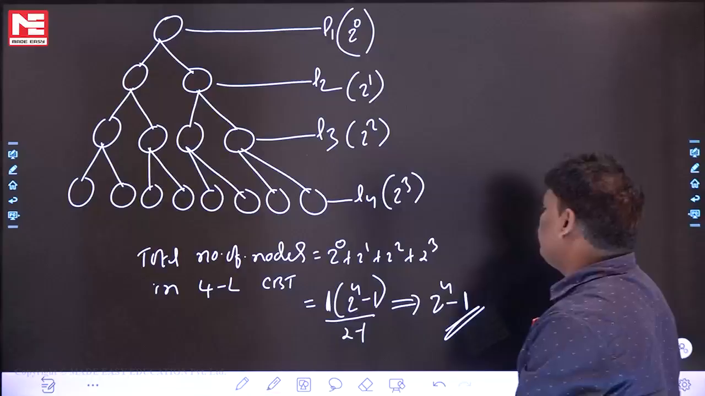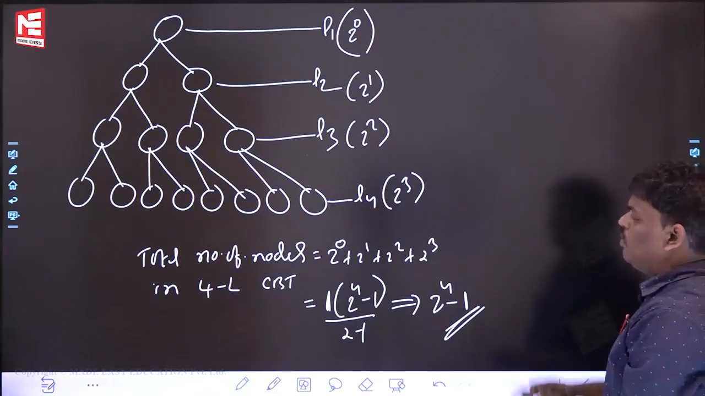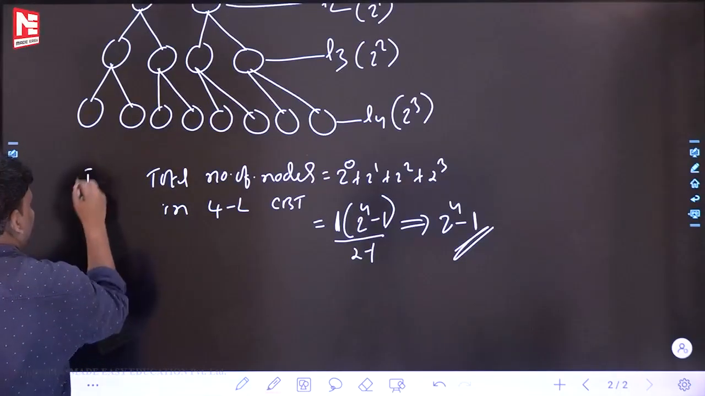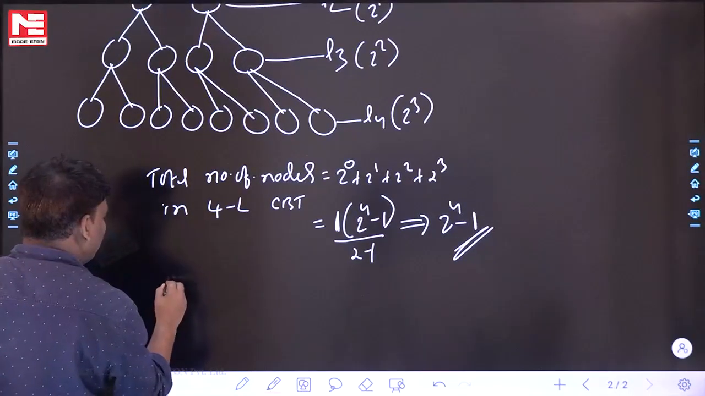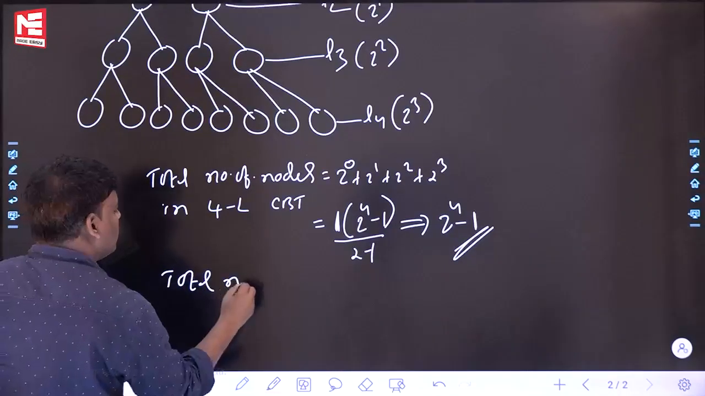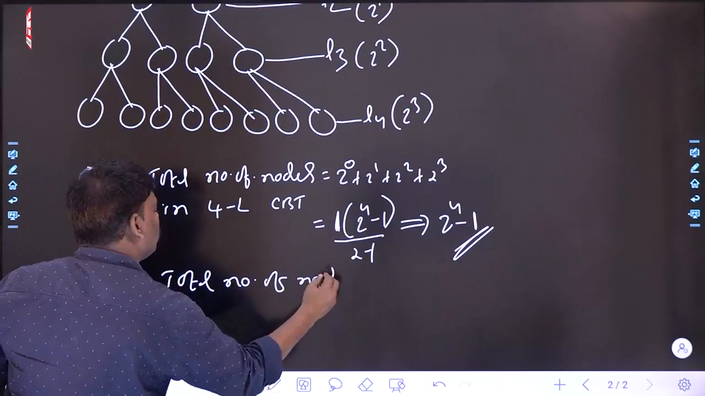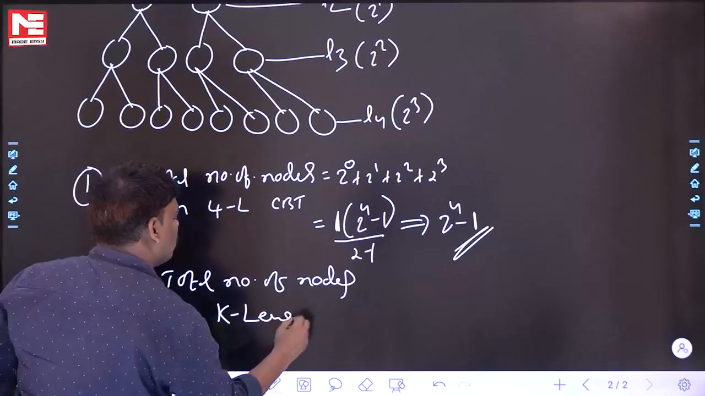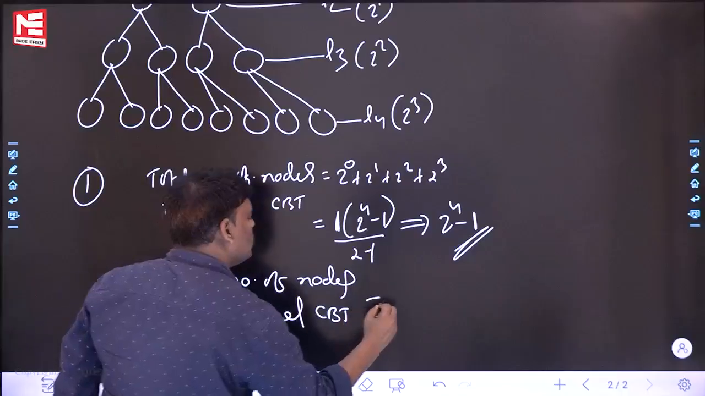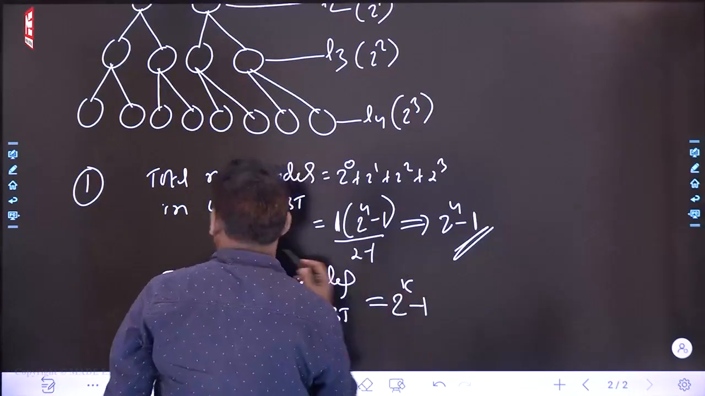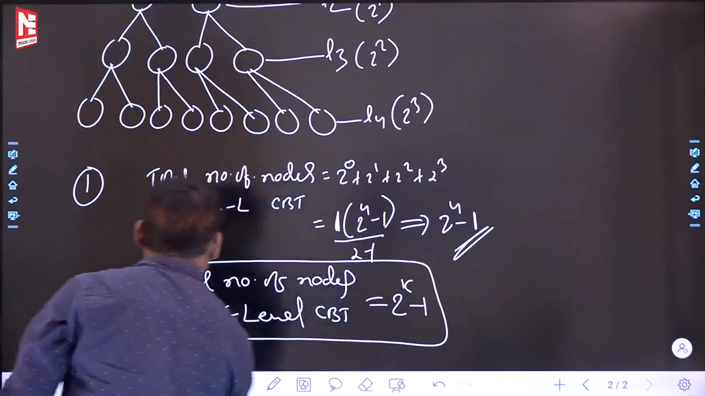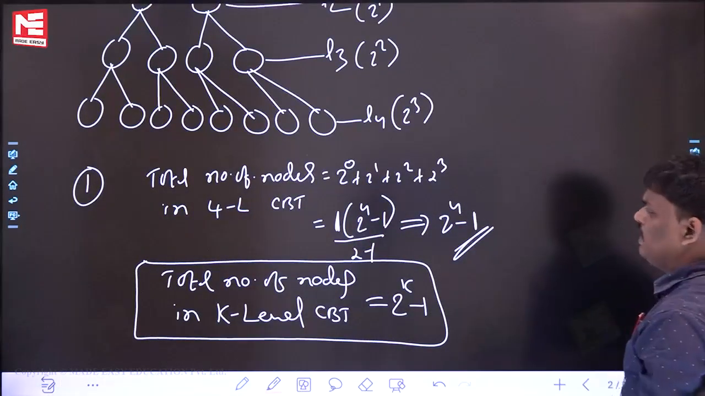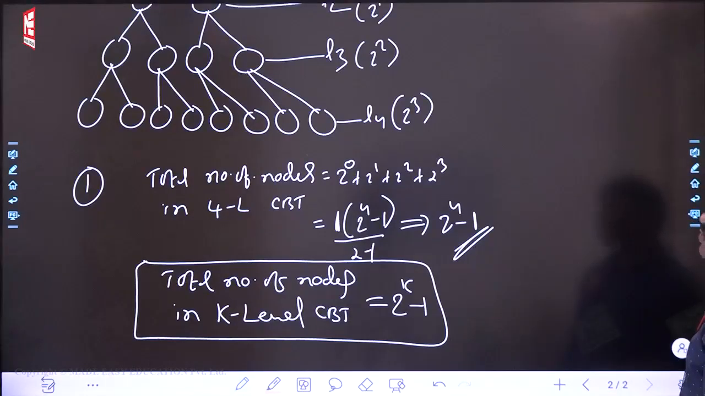Total number of nodes in a 4 level complete binary tree contains this many. Now, if you are okay with this entire story, can you say in general: the total number of nodes in a k level complete binary tree is equal to 2 power k minus 1. So the formula is also this one.